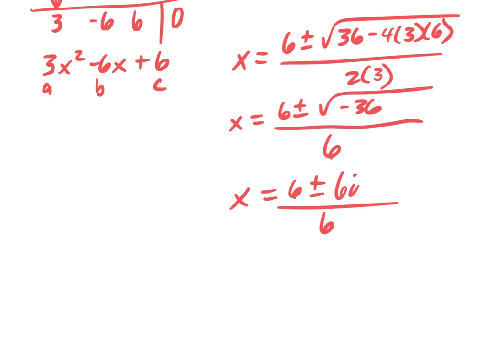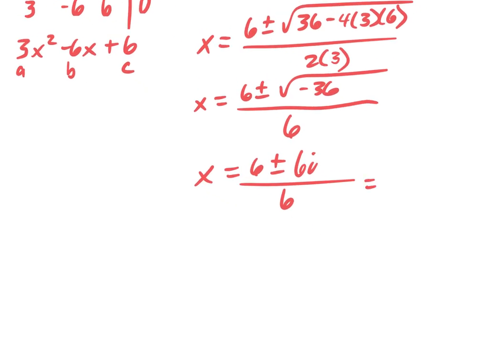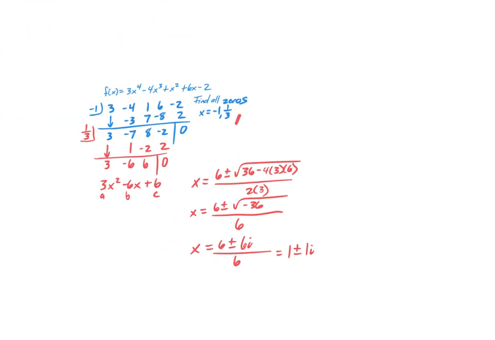Because we take the square root of a negative, we get an i. Both of those are divisible by 6. 6 divided by 6 is 1. 6i divided by 6 is 1i. So 1 plus or minus 1i. And those are our two imaginary zeros. Going way back to the beginning of the lesson today, we talked about how when you have an imaginary zero, you have 2, and that's because of that plus or minus right there. 1 plus i and 1 minus i. You can write it as 2 separate zeros if you want to, but it's probably easier to write it like that.